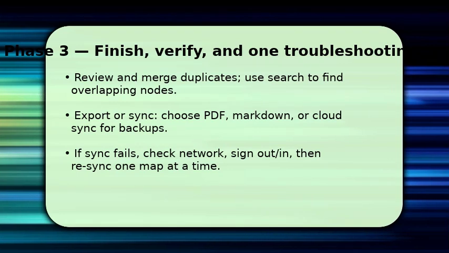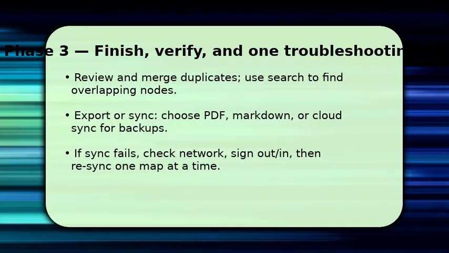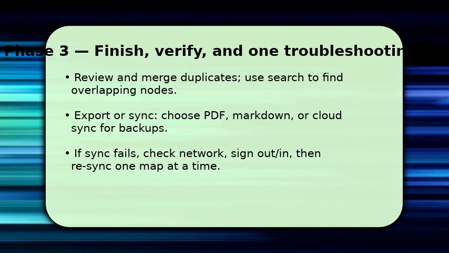You finish by reviewing and merging duplicate nodes to avoid fragmentation. Search for overlapping content and consolidate entries, because one clean copy is easier to maintain. Next, export or sync your Roam. Pick PDF or Markdown for sharing, or enable Cloud Sync for continuous backups.